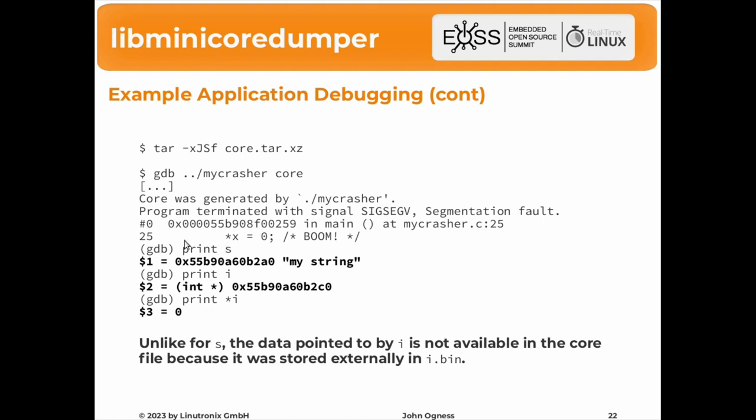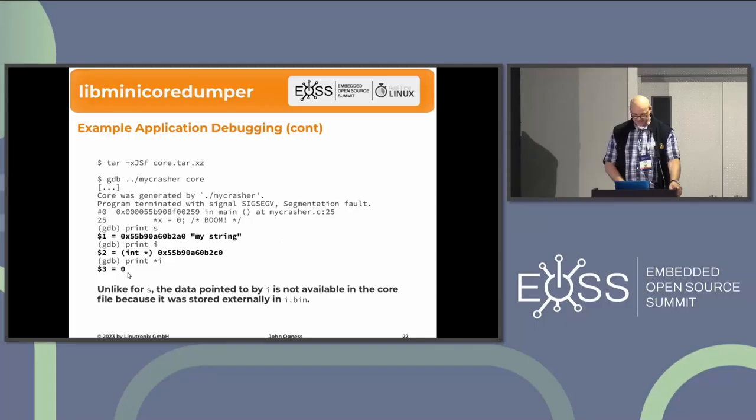GDB is totally happy. It tells me the line of code where I crashed. I can say I want to look at s. It's going to show me s, right? So it's actually inserted into the core file, the thing that s is pointing to. It's a string. We can look at I. We can see the pointer of I. But if I try to resolve it, we're seeing a value of 0. And that's because it actually wasn't dumped. Now, if I did this with the Linutronix patch version of GDB, it would say unavailable, right? But if I do this with normal current GDB, it's going to say 0 because that data is not dumped. And we can actually verify that by checking the node.